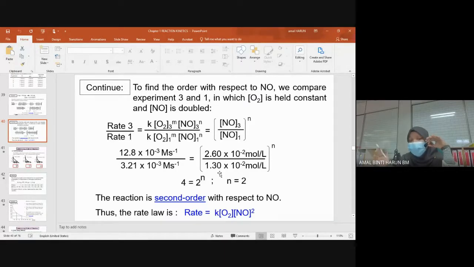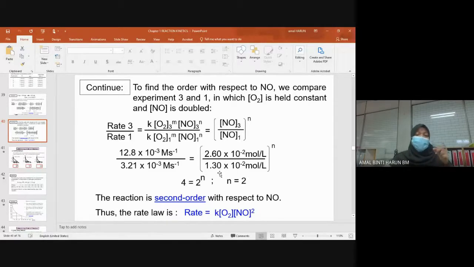Okay, so dah tahu dah. First order respect to oxygen, second order respect to NO. Jadi, nak kena buat apa sekarang? Tulis balik our rate law. So, rate equal to K square bracket concentration oxygen, first order, square bracket nitrogen monoxide, second order.